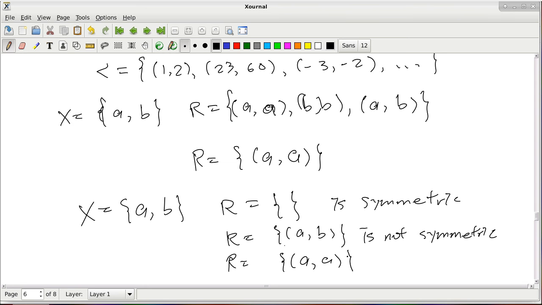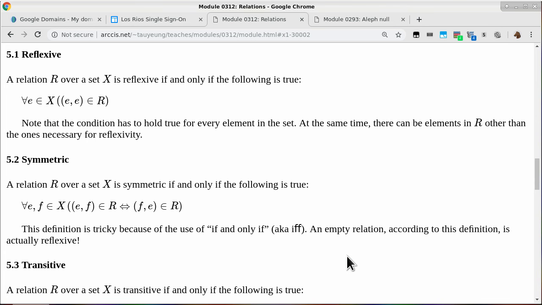So this is saying that for this to be symmetric, every element in the set needs to be symmetric. I would go back to this definition. Okay. Yep. Consider every way to pair up the values of the set. If you can find one in R, you better find the reverse in R as well. If one is missing, the other one has to be missing too. Okay?